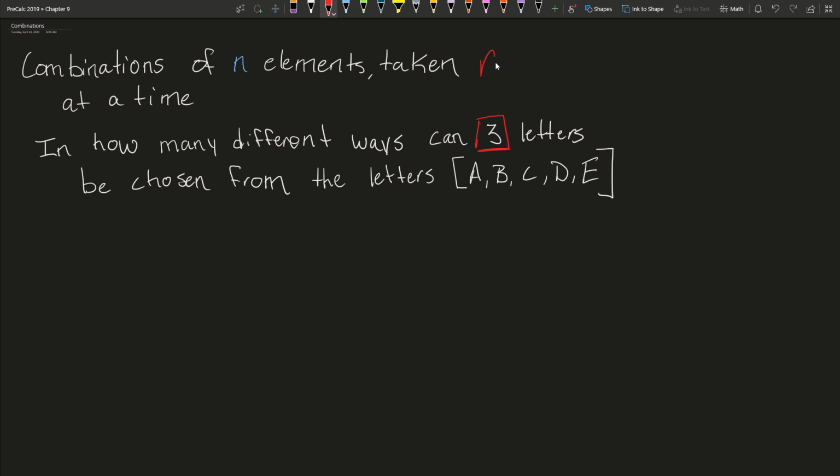What that means is you have some number of total things, and you're choosing some smaller number of them. Okay, so if there are like 15 people in a class and I choose 5, that would be 15 choose 5. Right? So 15 would be the number of n elements, 5 would be R at a time. So n is the total number of things, and R is the number of things you're choosing.